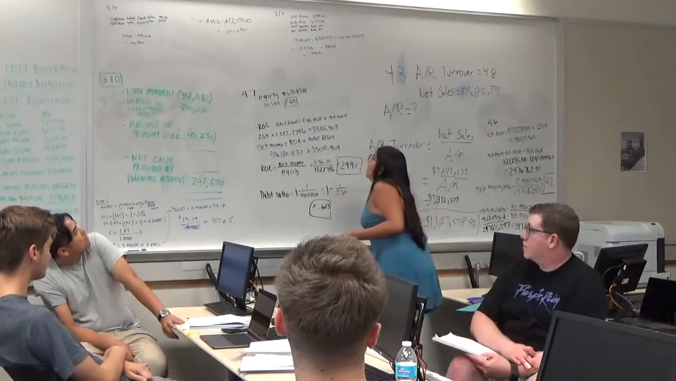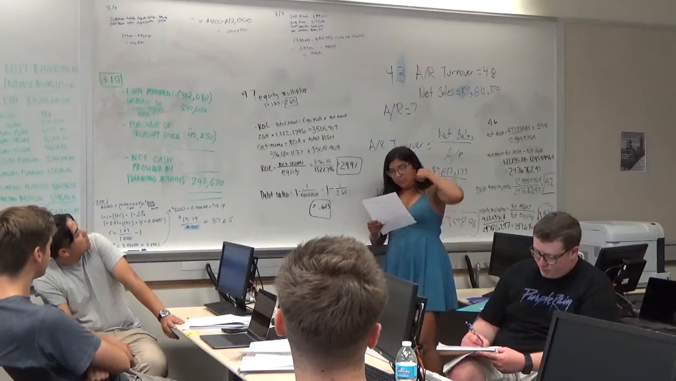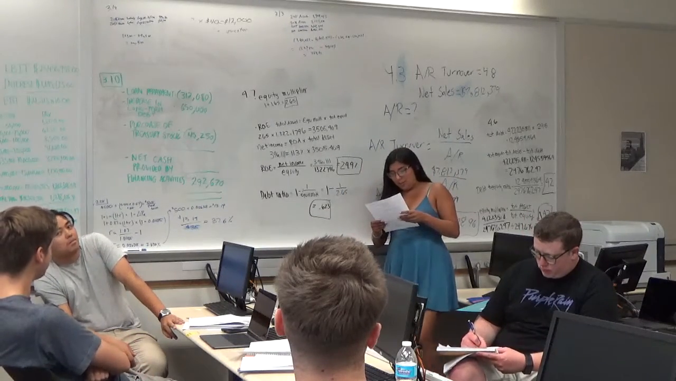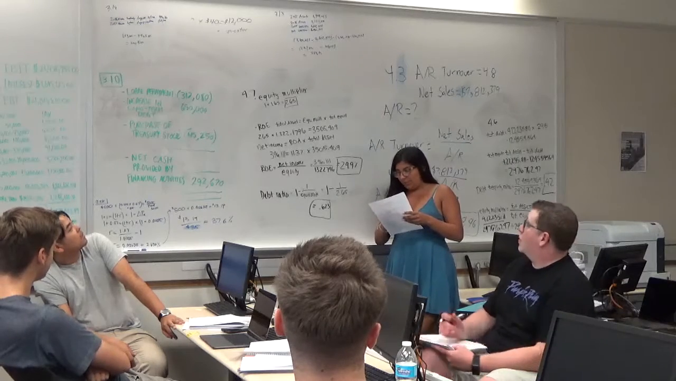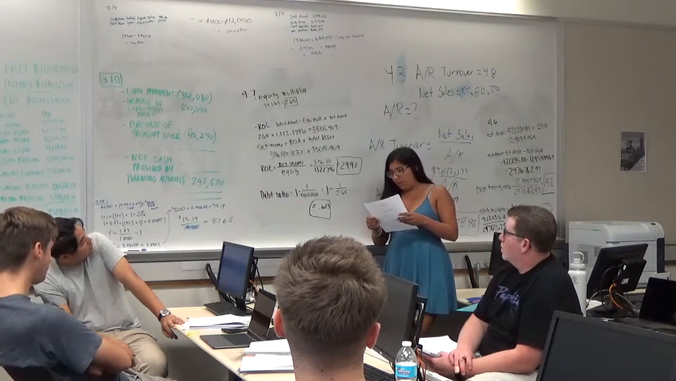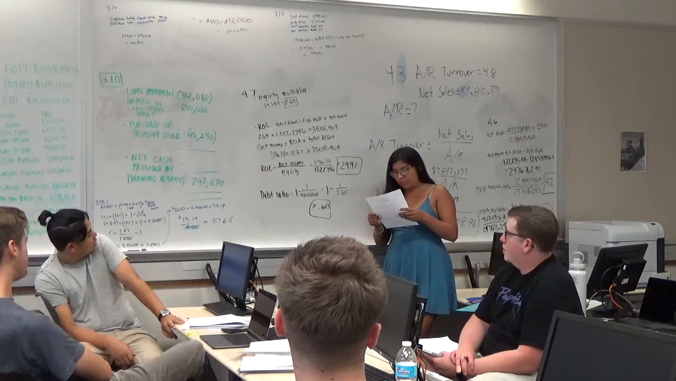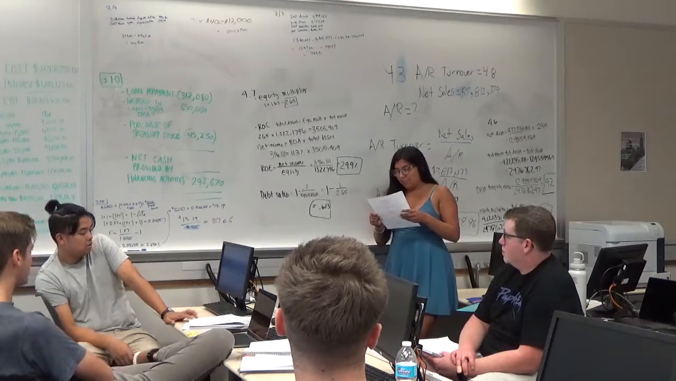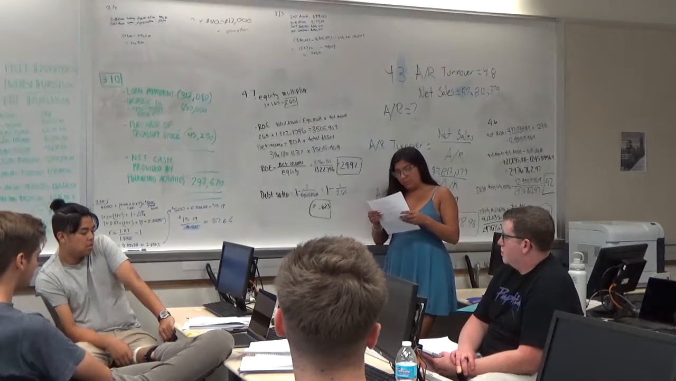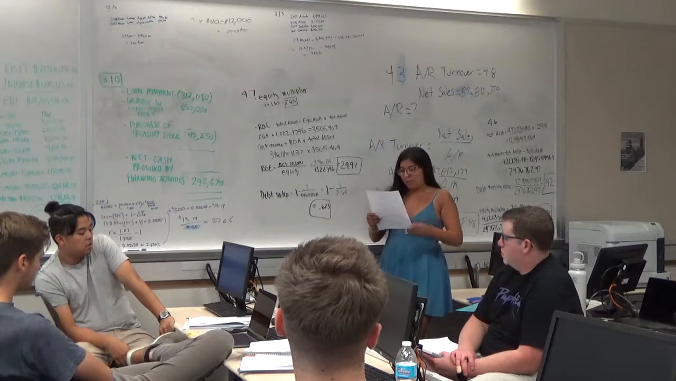So I did 1.7. I'm going to read the question. Norton Company has a debt to equity ratio of 1.65, ROA of 11.3%, and total equity of $1,322,796. What are the company's equity multiplier, debt ratio, and ROE?